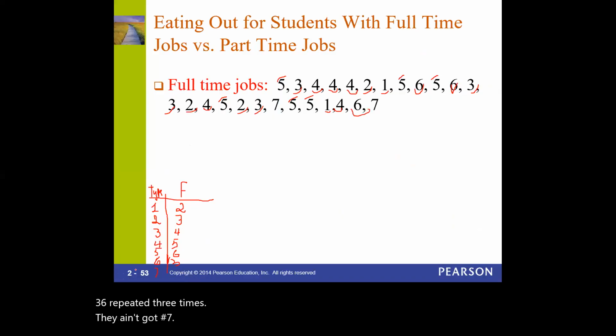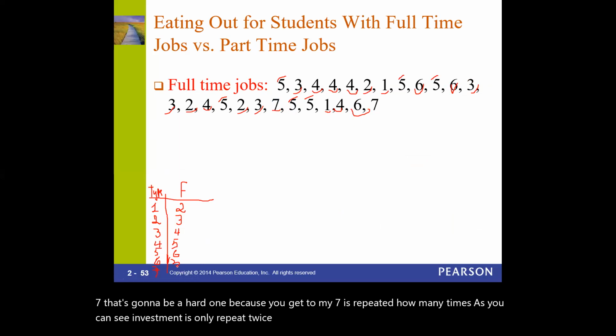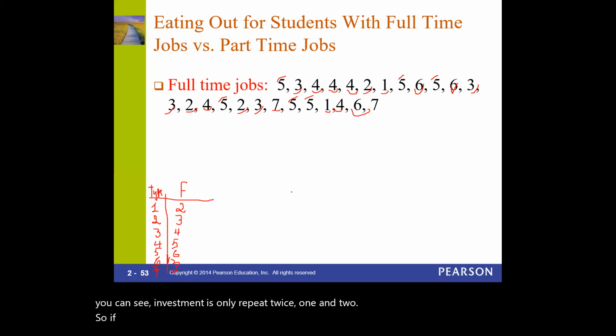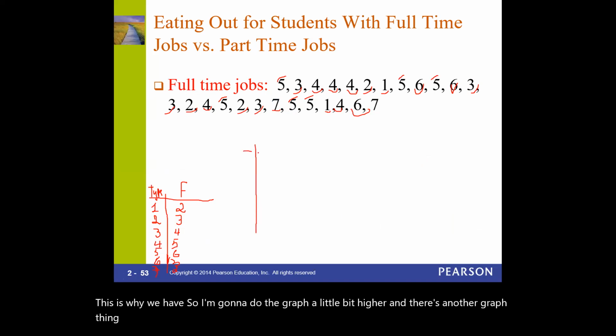Oopsie. Number 7, that's going to be a hard one. How many times is 7 repeated? As you can see, number 7 is only repeated twice, 1 and 2. So if you add all of these numbers together, this is what we have. I'm going to do the graph a little bit higher. I know there's another graph coming on.